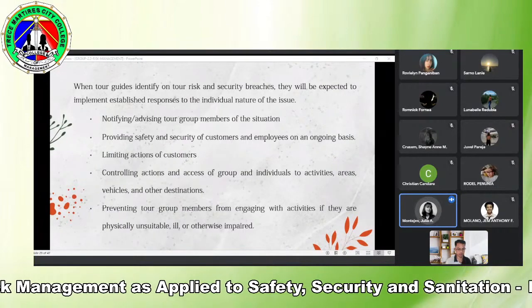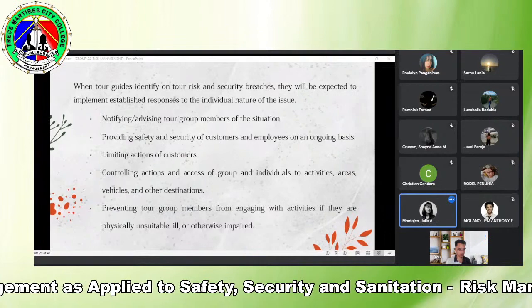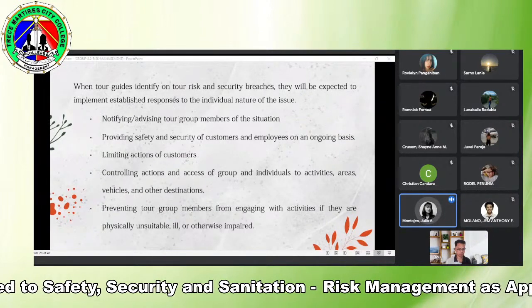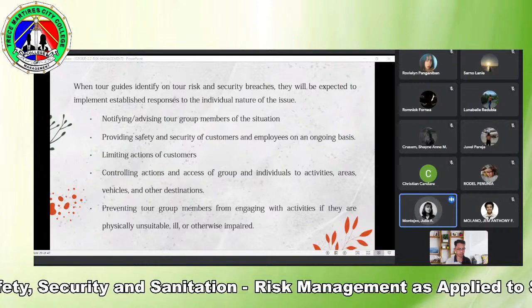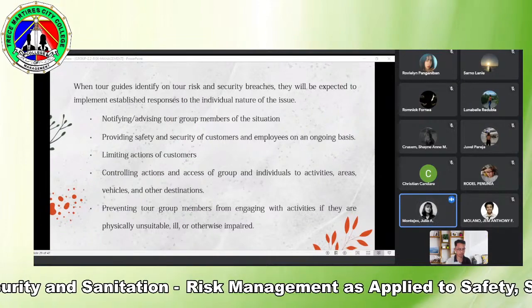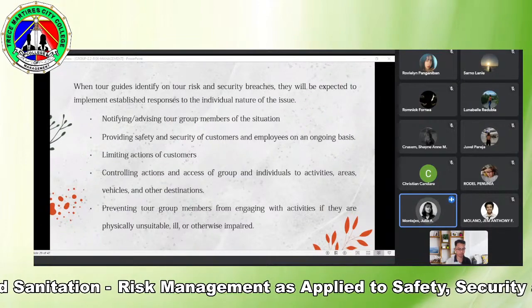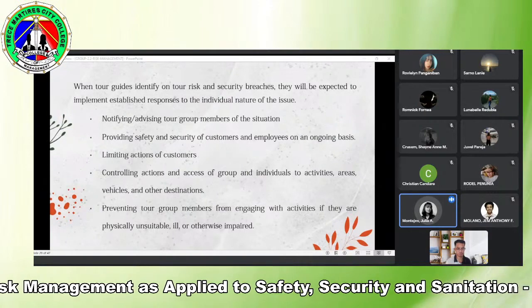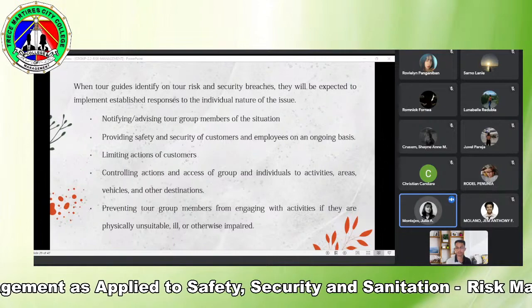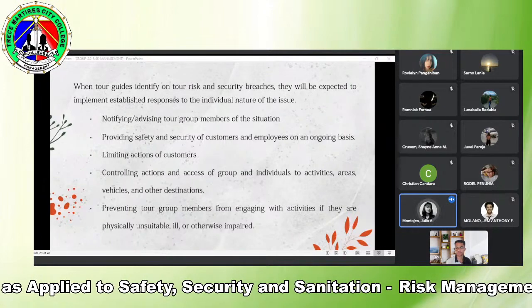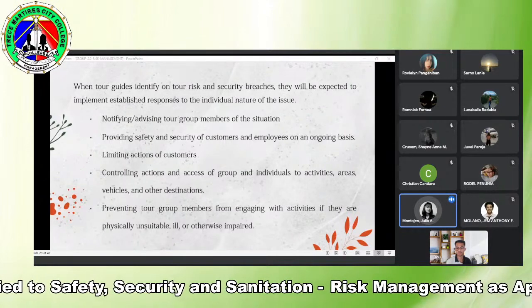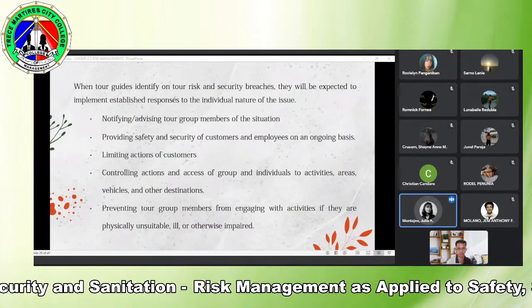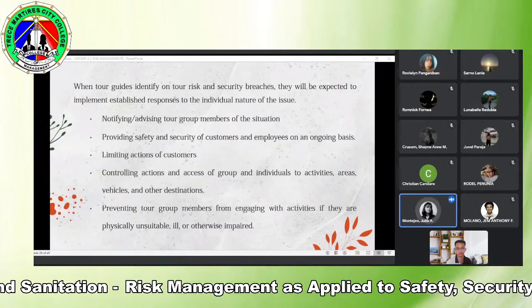Hindi lang po yun sa physical po masaktan yung tao. Iniiwasan din po na gumastos ng malaki yung kumpanya po nila. Kapag po kasi nakapinsala, kapag meron pong na-aksidente sa loob po ng company nila, yung company po nila yung sasagot doon po, di ba?